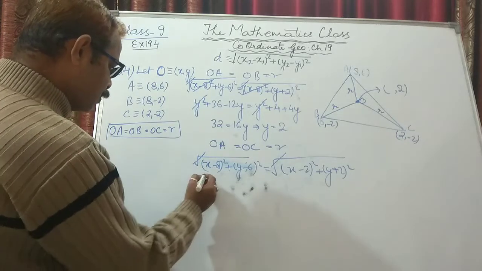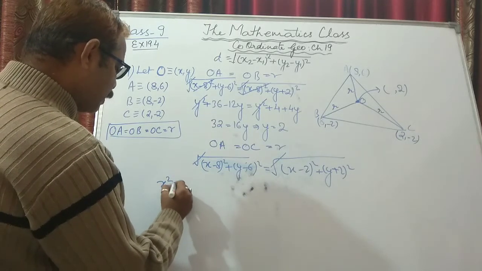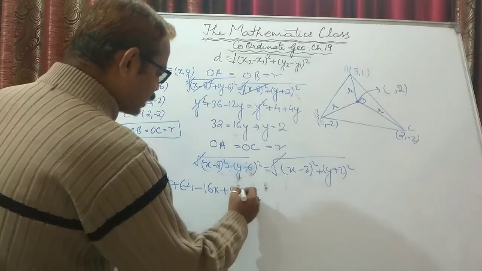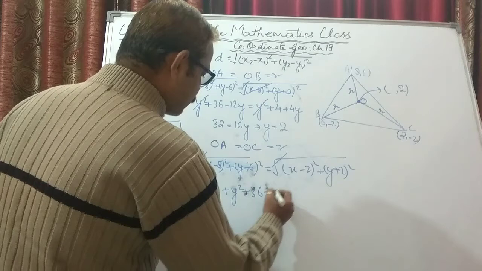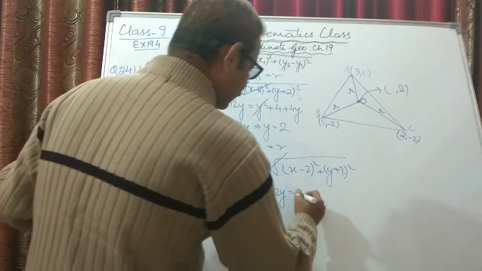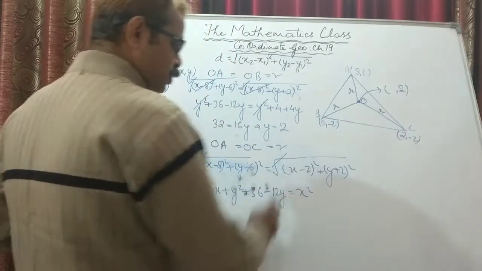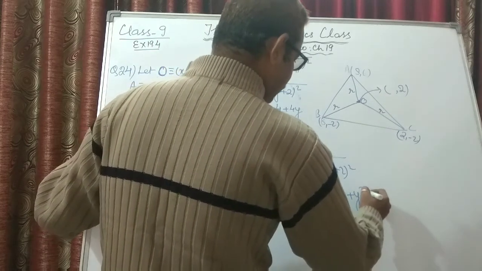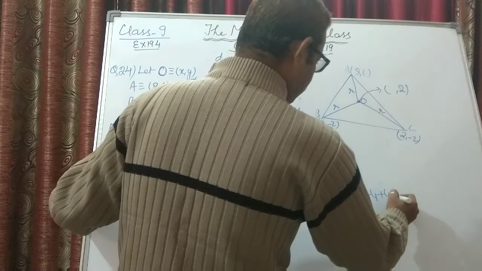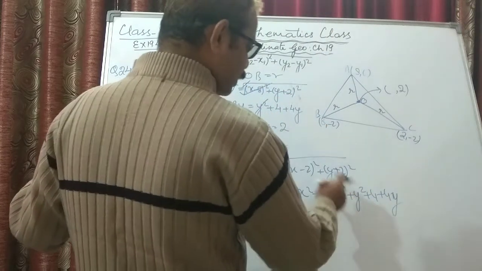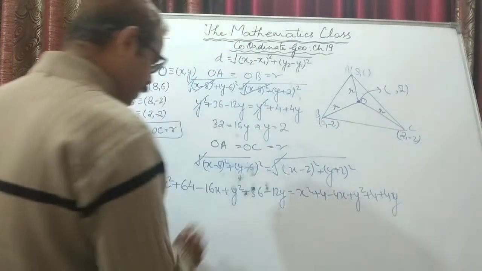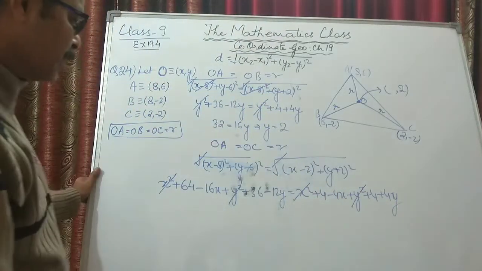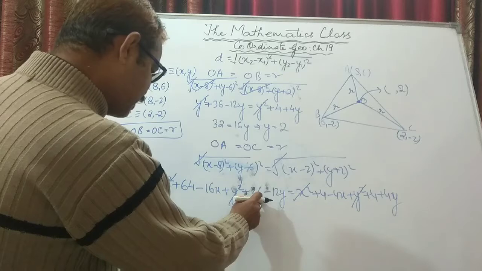Now we open it. In the first case it will be x square plus 8 square is 64 minus 16x, plus y square plus 6 square is 36 minus 12y, is equal to, using a square plus b square minus 2ab and a square plus b square plus 2ab, x square plus 4 plus 4x plus y square plus 4 plus 4y. Now here we can see y square cancelling and x square cancelling.